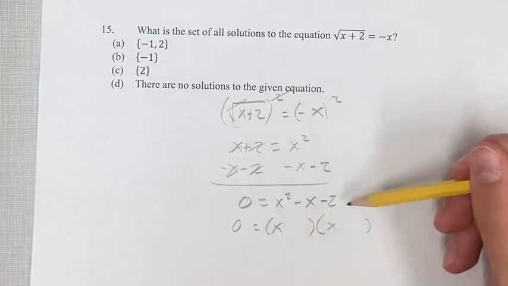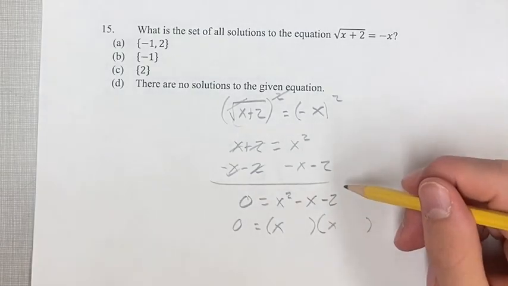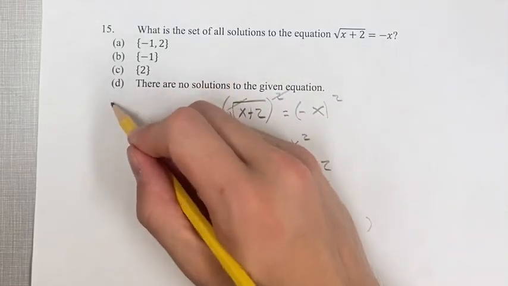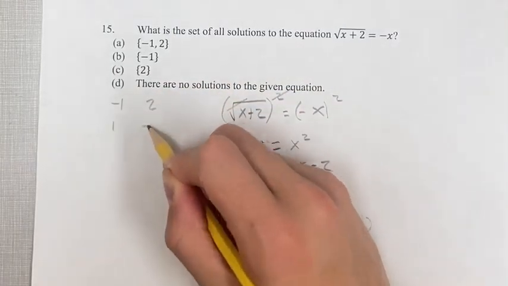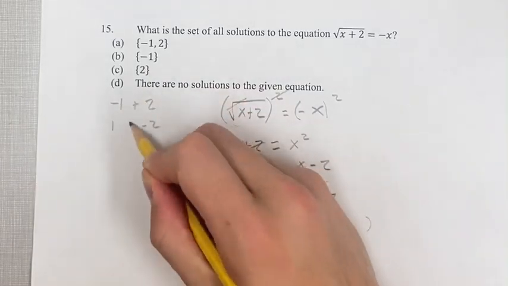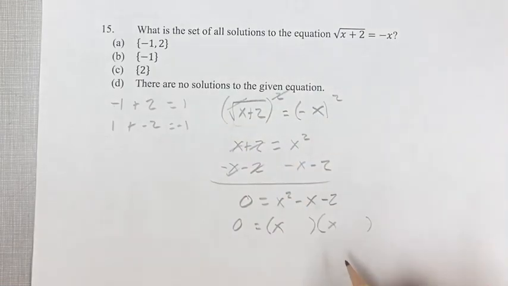You can go through the options and you will find that there aren't that many because negative 2 only has two options for factors. It's negative 1 and 2, and 1 and negative 2. And then they have to add to negative 1. So negative 1 plus 2 is positive 1, 1 plus negative 2 is negative 1. So this is the correct option. So x plus 1 times x minus 2.